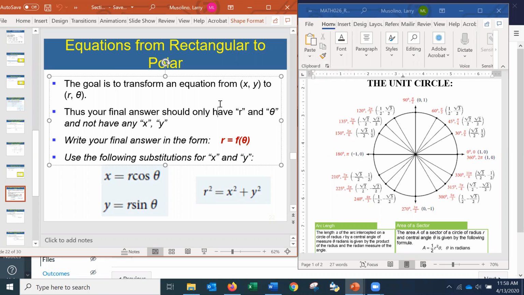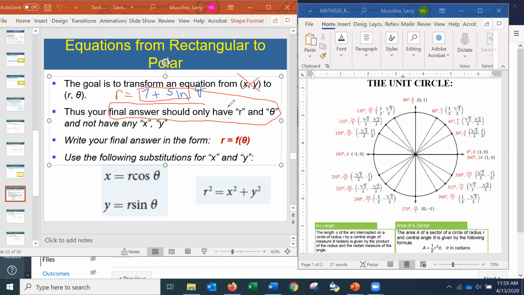That means you would have to get rid of the x and y's in the equation, and your final answer should only have r's and thetas in it. So your answer is going to be r equals something. Let me give you an example. Maybe I'll end up with r equals 7 plus sine theta. Notice this answer only has r and theta in it. There's no x's and y's. So when you convert from rectangular to polar, your answer should not have any x's and y's in it.